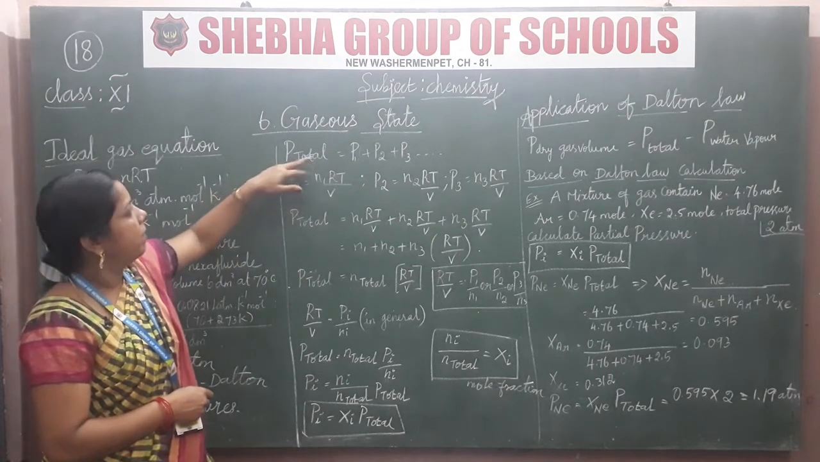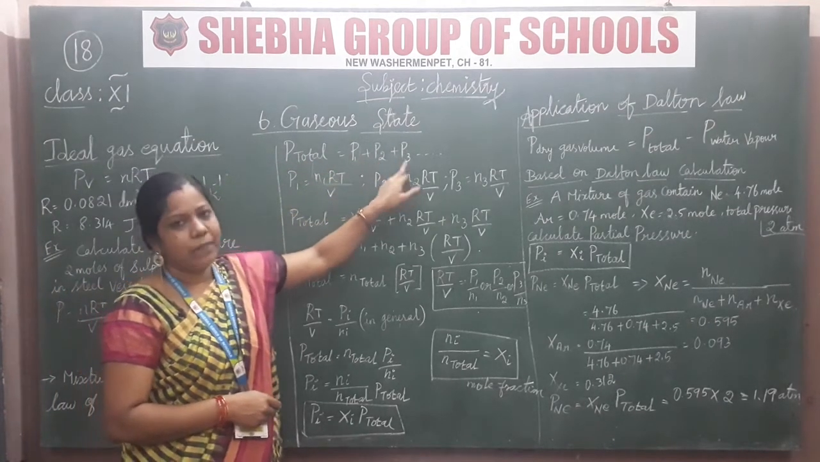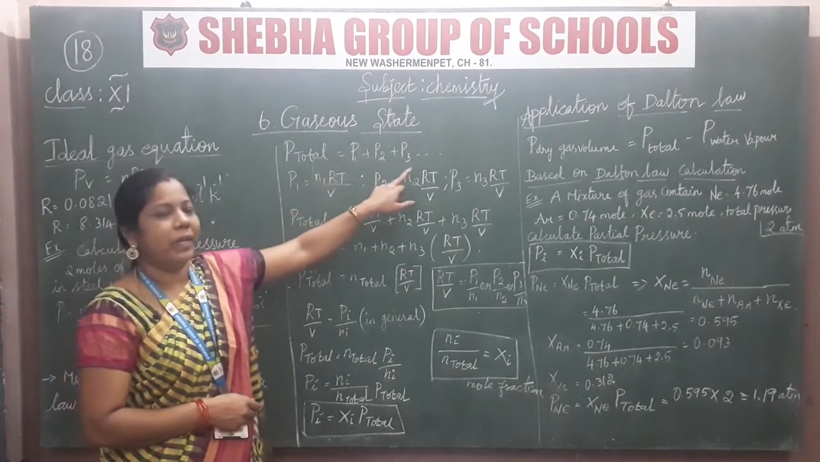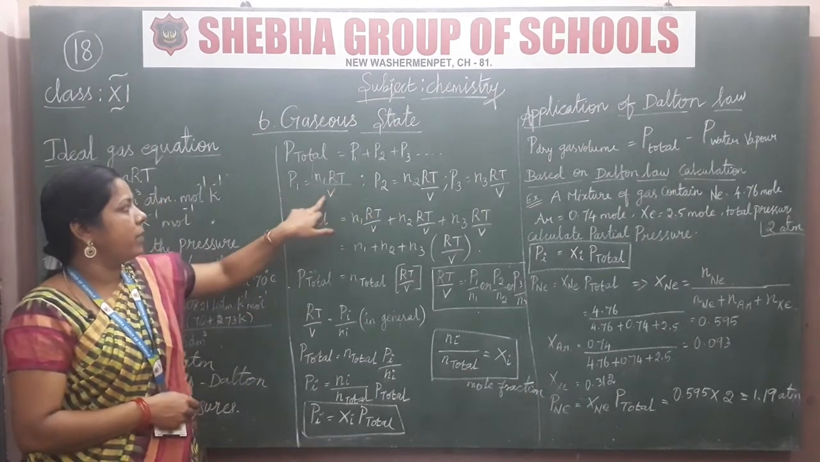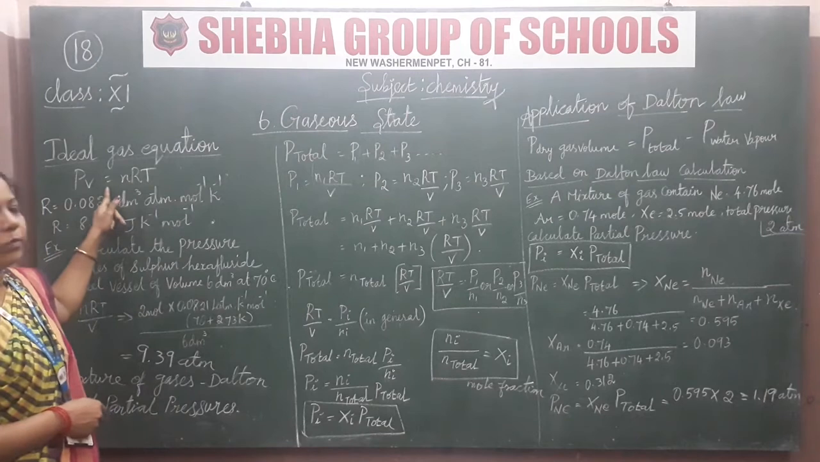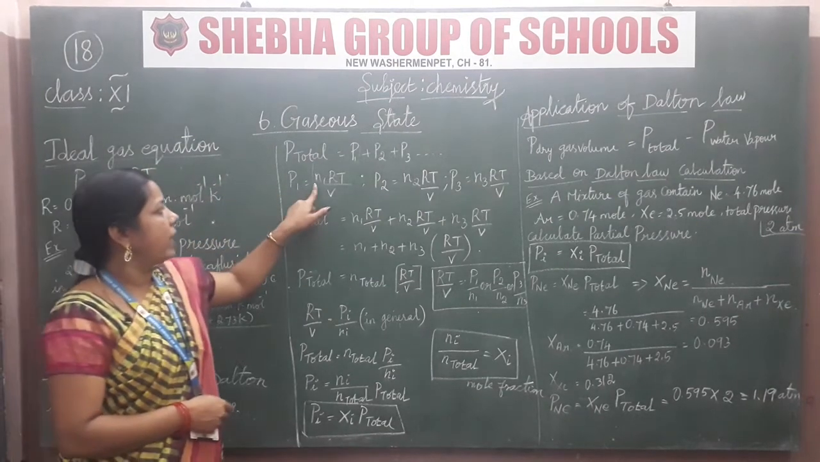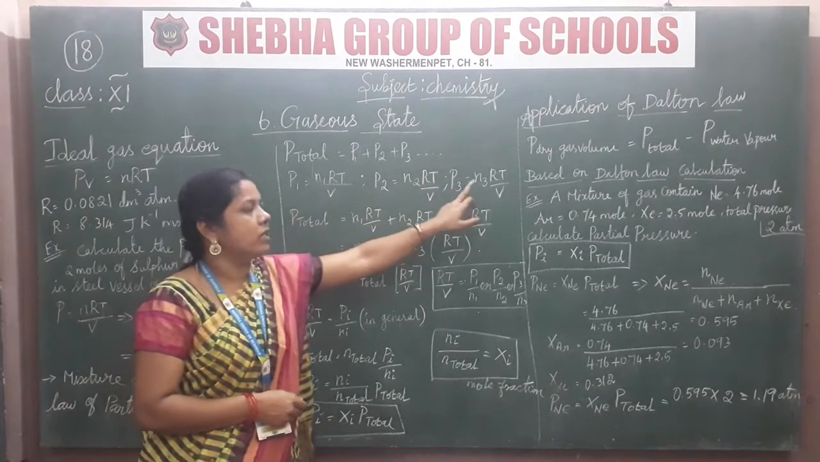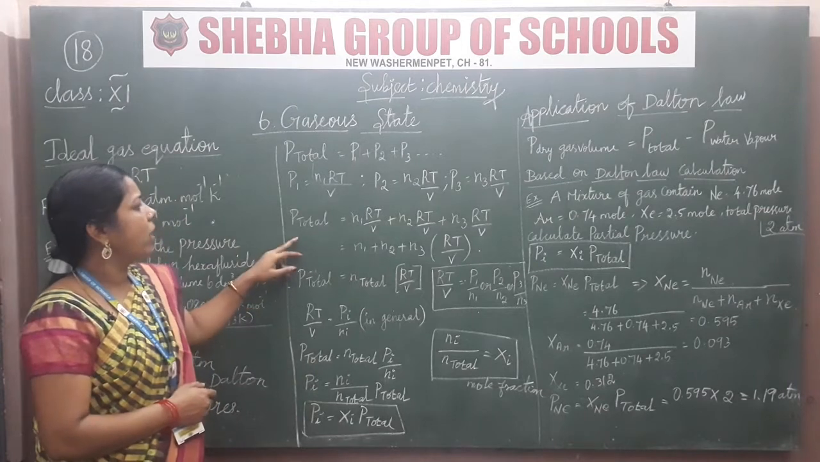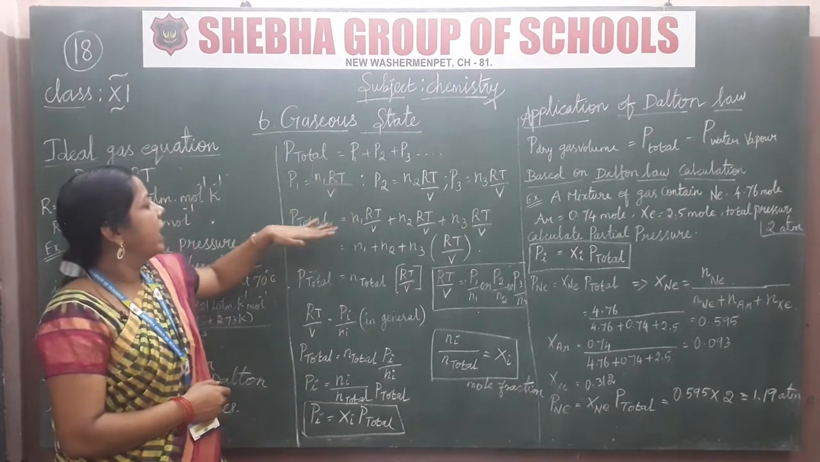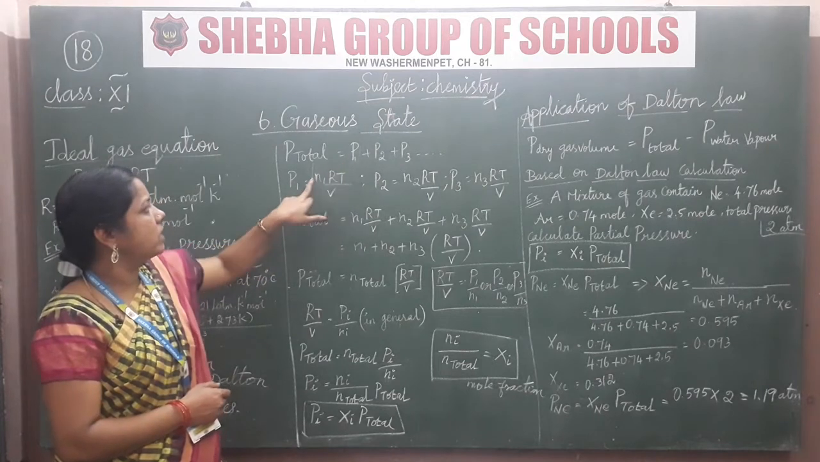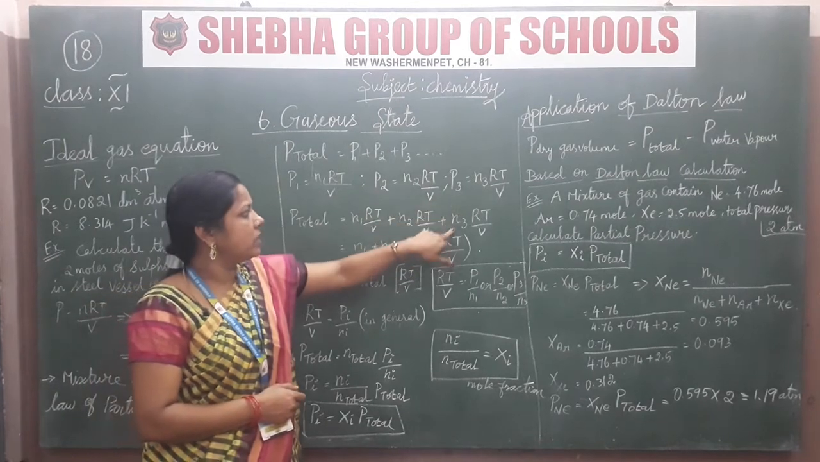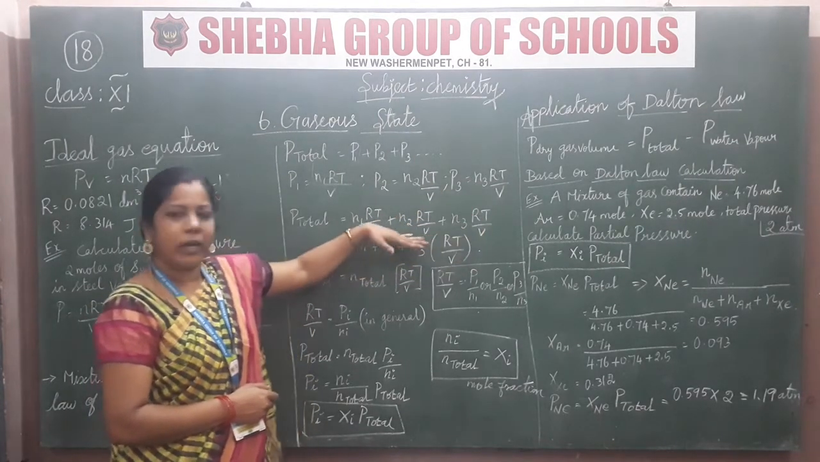Normal formula: P total is equal to P1, P2, P3. Likewise, we have to find the values of P1, P2, P3, where P1 is equal to nRT by V, from PV is equal to nRT. So N1, N2, N3 are the only differences, otherwise RT by V, RT by V, RT by V is all the same thing. Now I am going to write down the substitutions. P total is equal to P1, meaning N1 RT by V, P2 meaning N2 RT by V, P3 meaning N3 RT by V. Okay, can you understand?